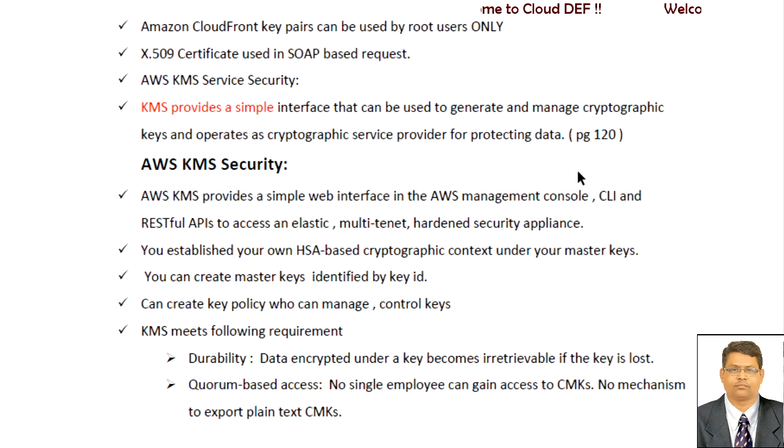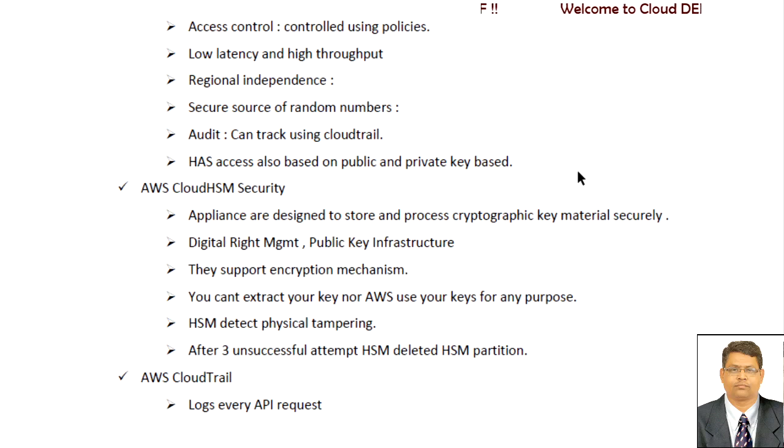AWS KMS meets the following requirements. Durability, data encrypted under a key becomes irretrievable if the key is lost. Quorum-based access, no single employee can gain access to CMKs. No mechanism to export plaintext CMKs. Access control, controlled using policies. Low latency and high throughput. Regional independence. Secure source of random numbers. Audit, can track using CloudTrail. Access is also based on public and private keys.